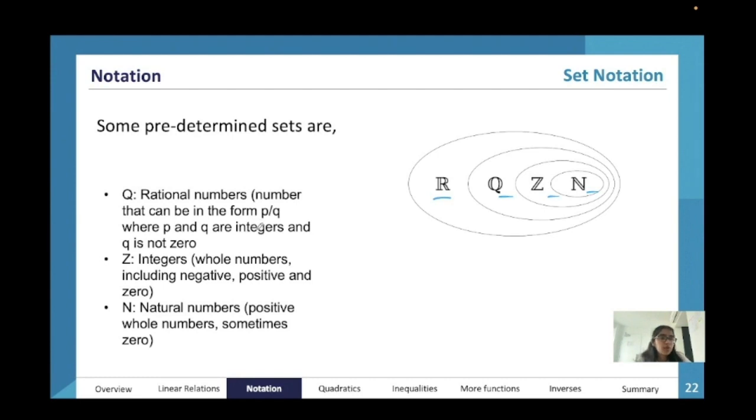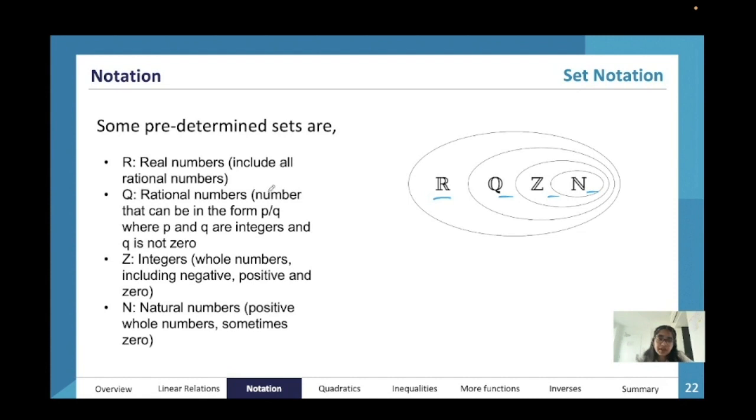Another example of a rational number is a third. So anything that you can write as a fraction. And lastly, you have real numbers. So real numbers is all rational numbers, all irrational numbers, all the numbers that you can plot on the number line.